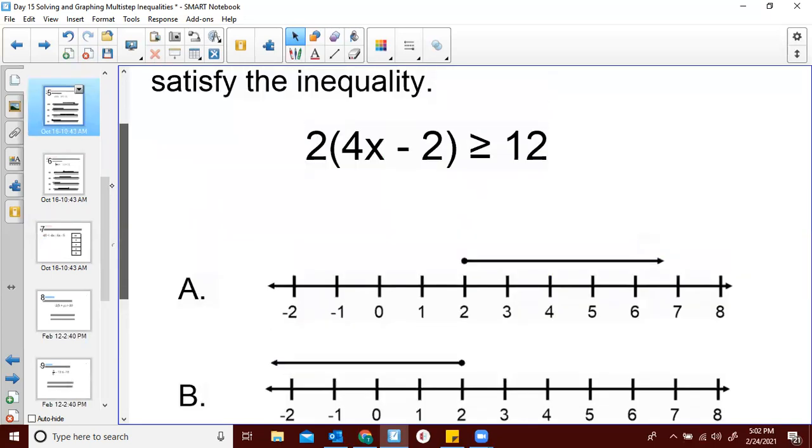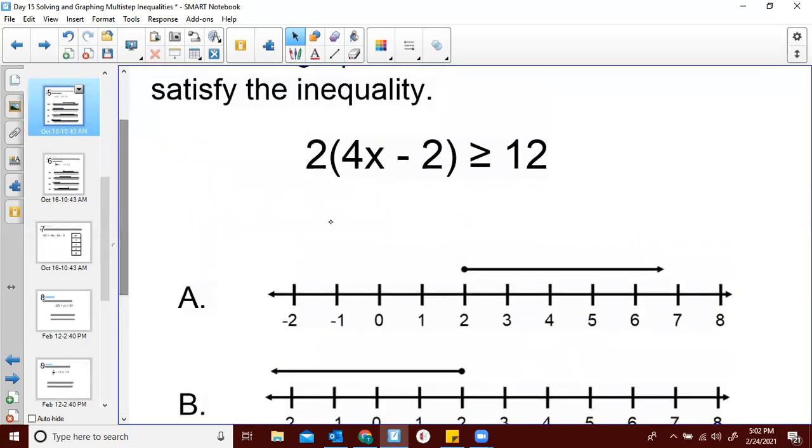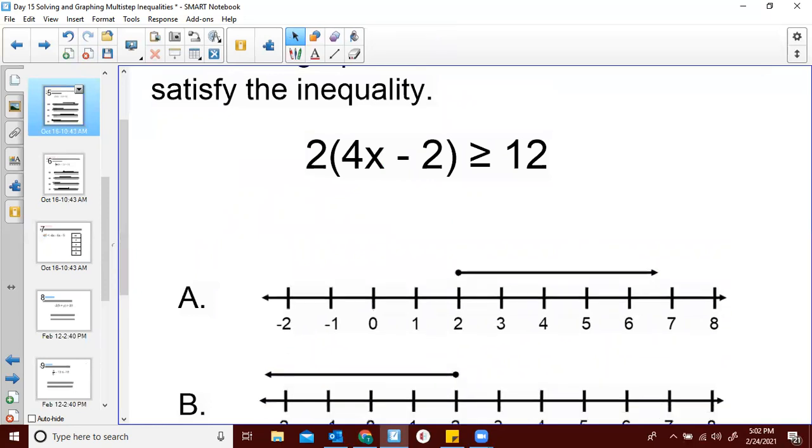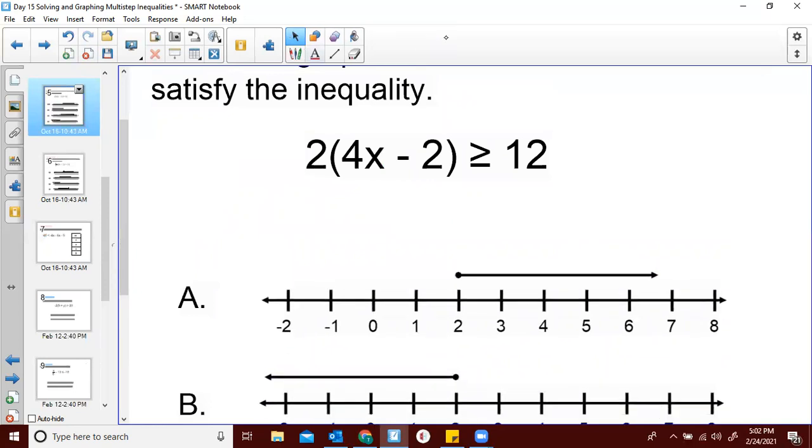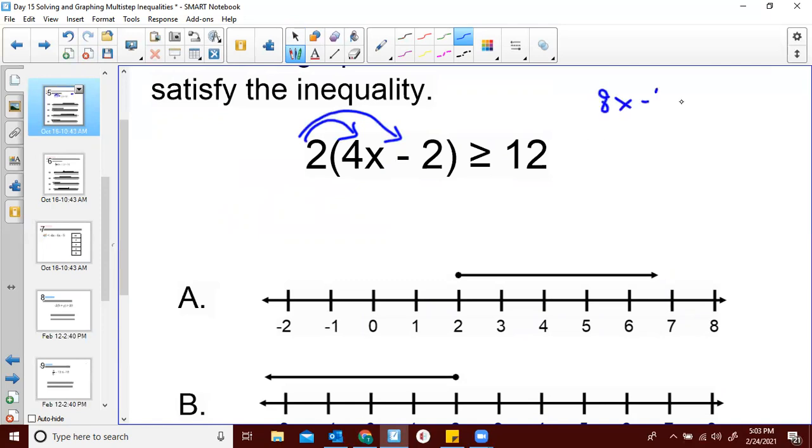All right, so let's talk about this guy. Let me show you again. Longhand way would be to distribute this 2 to our 4, then to our -2, which would give us a positive 8x minus 4, and then bring over what we didn't use. And all we want to do is get our x by itself. So opposite of -4 is +4. So we'll have 8x greater than or equal to 8.